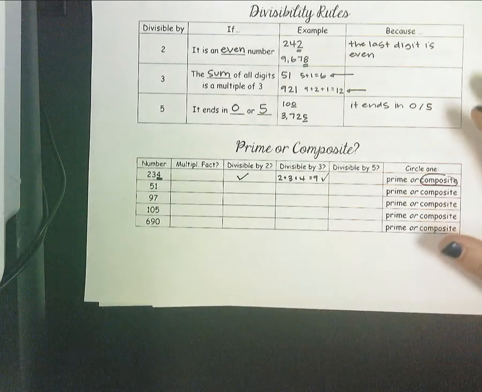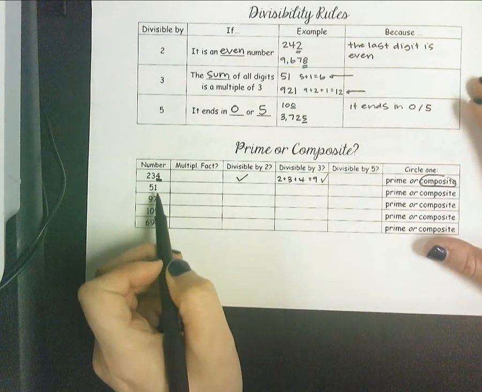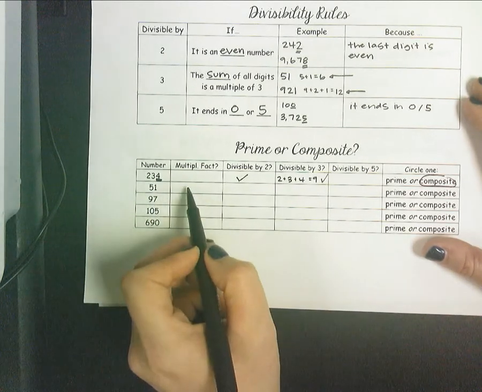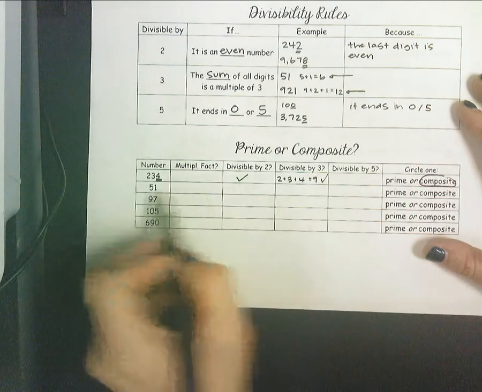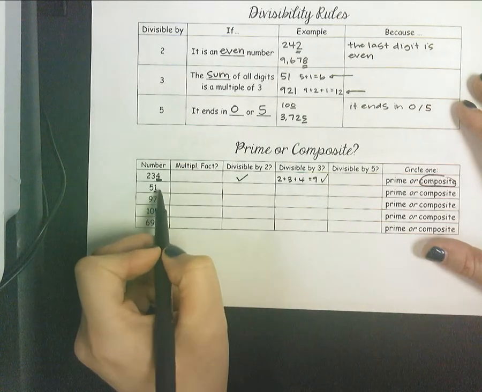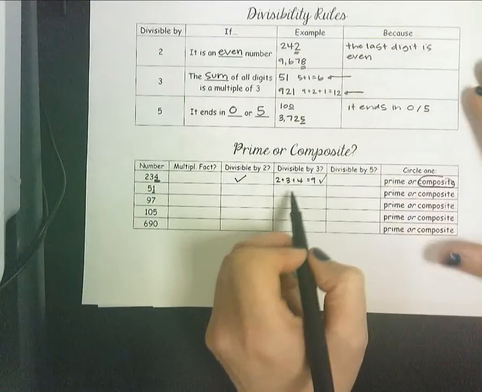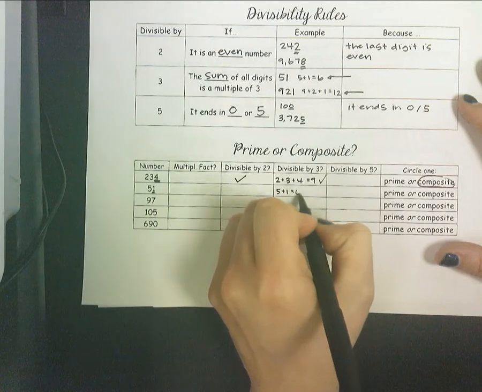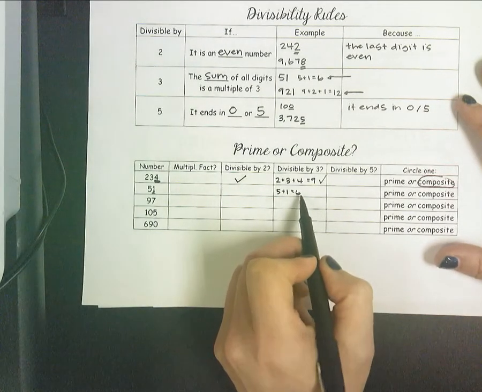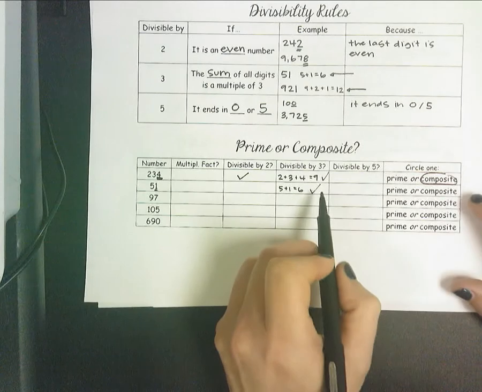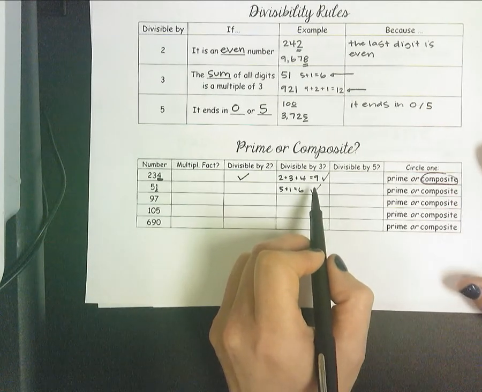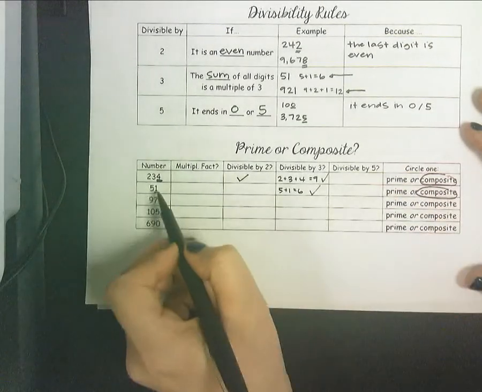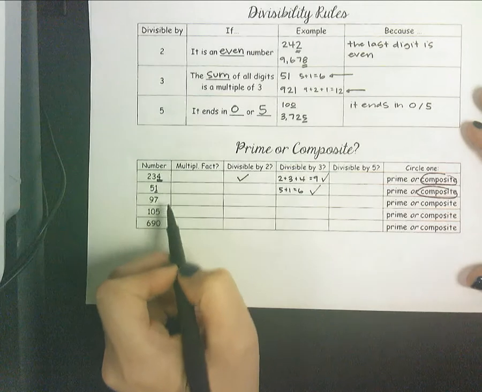So let's look at this next one, 51. Do I know any multiplication facts for 51? I don't, so I'm not going to check that one. Is it divisible by 2? Is it an even number? No, it ends in 1. It is an odd number. Okay. Is it divisible by 3? Let's add up the digits. 5 plus 1 equals 6. Oh, yes, 6 is a multiple of 3, so it is divisible by 3. That means it's composite because 3 is a factor of 51. And we can check again, it is not divisible by 5 because it doesn't end in 0 or 5.